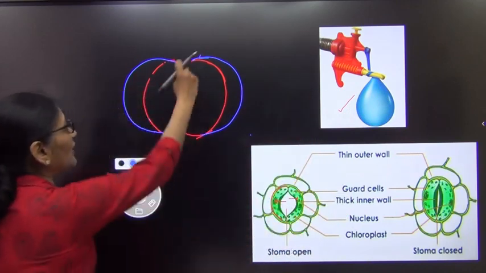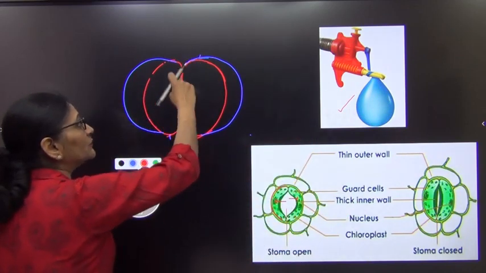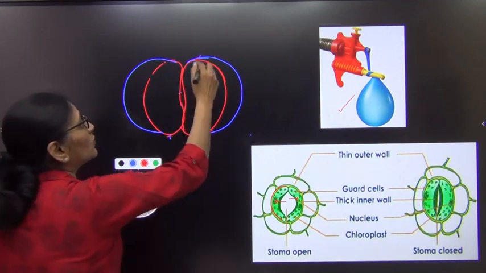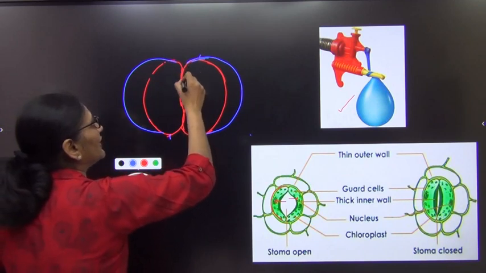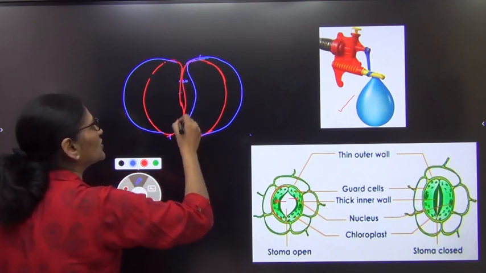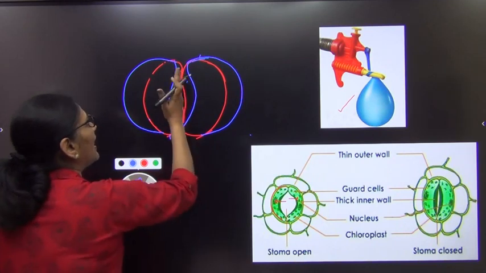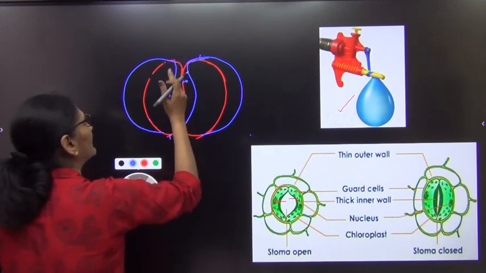But on this side, what is there? It is only the outer wall which is thin. The inner wall is thick, right? So what will happen? Only this wall, but this is thick and elastic. So this wall will have a tendency to move inside. This will come here. This will come here. As soon as it comes here, what will happen?